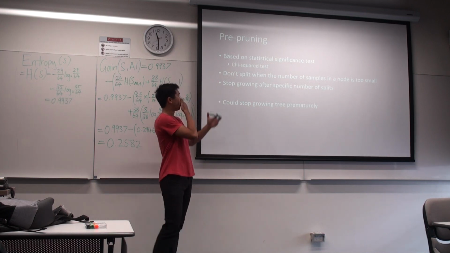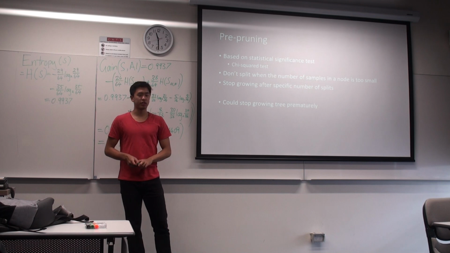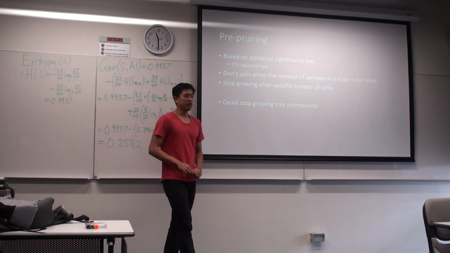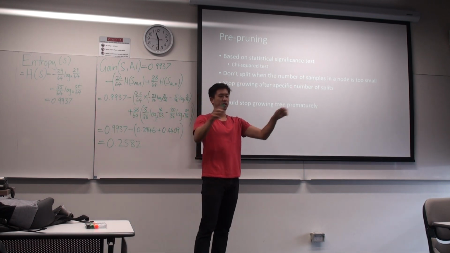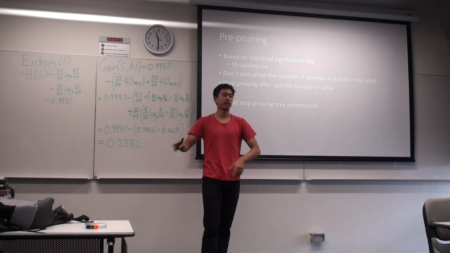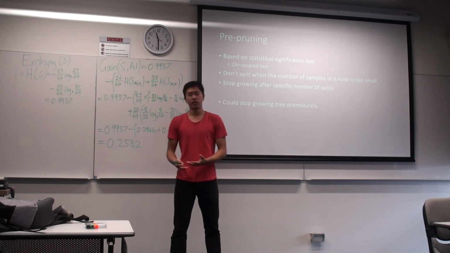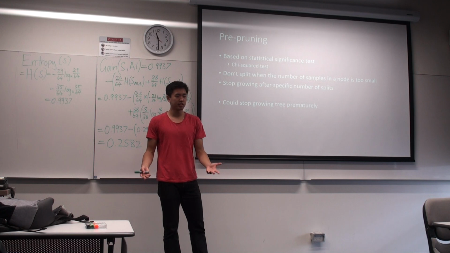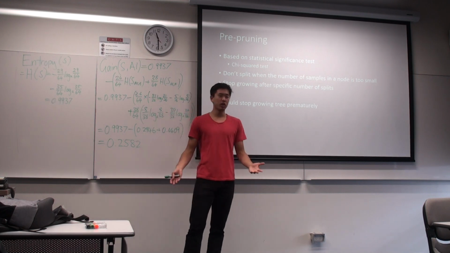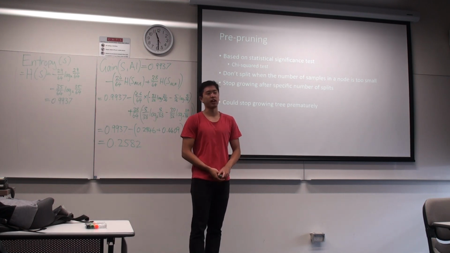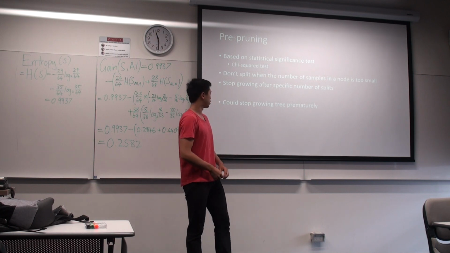And another way of pre-pruning is to stop growing after a specific number of splits. So after maybe 1 split and then 2, 3 splits, you might say, okay, I only want my tree to have a maximum of 3 splits, or 5 splits, or whatever you want. That's another way of specifying when to stop growing the tree.